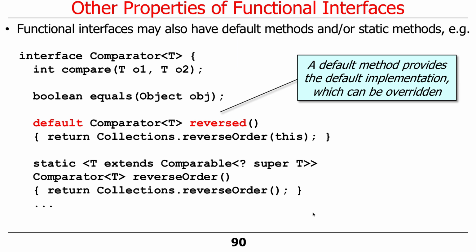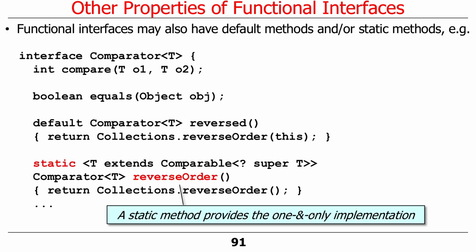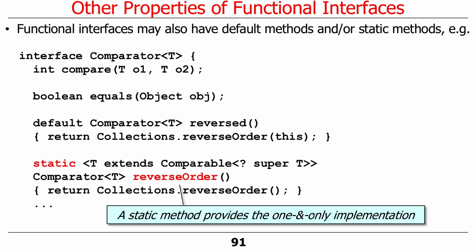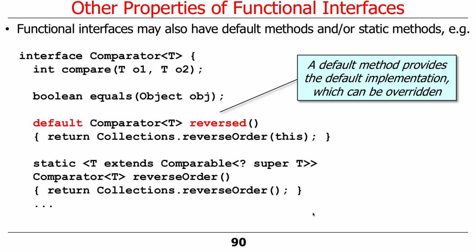Here is a default method called reversed. This will use the comparator, but it'll reverse the order of the comparisons. So less than becomes greater than, and so on. Obviously, if they're equal, it doesn't reverse anything, but that's what reversed does. So it's got a default implementation. There's also a static method here called reverseOrder. And in this particular case, it provides an implementation when used in a static way. The main difference between default methods and static methods is that the default method can be overridden.